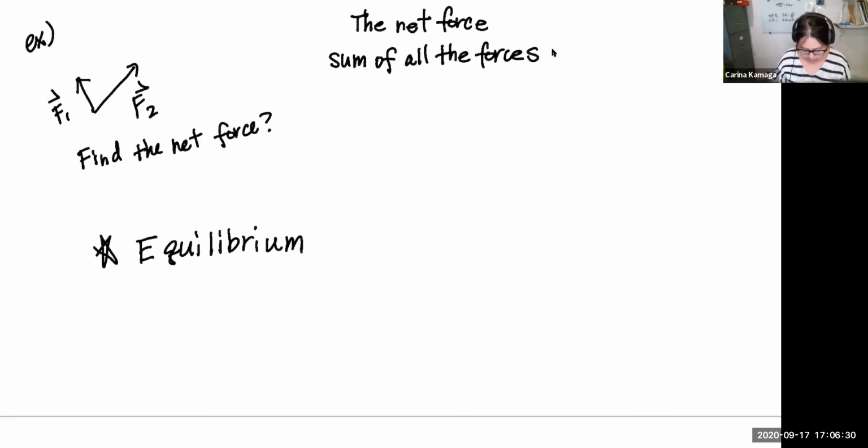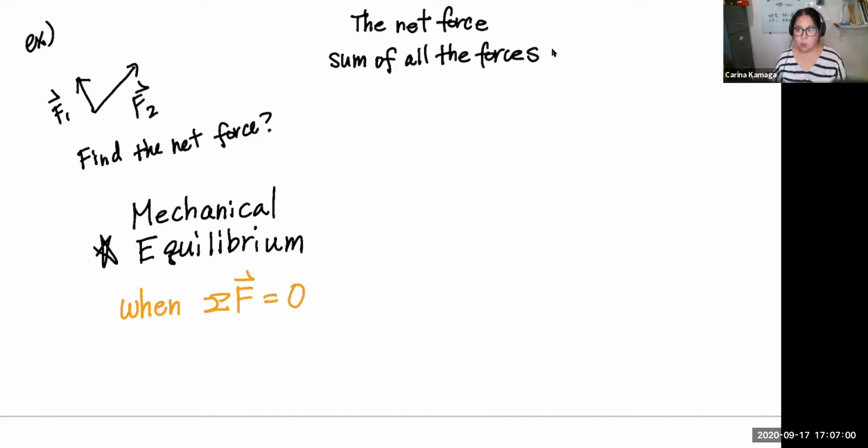What I mean actually is mechanical equilibrium, because equilibrium can be thermal, in a thermal equilibrium, and other kinds of equilibrium. So in this case, what we mean is mechanical equilibrium. Equilibrium is when the net force is equal to 0. So when you have an object whose net force is equal to 0, we say that object is in equilibrium.